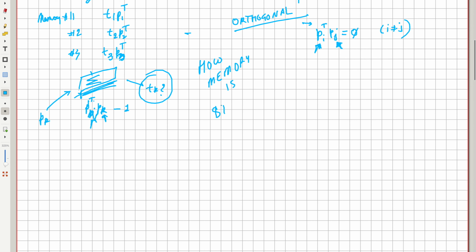And so that is the general insight about how memory is stored in the weight matrix. So that's the key idea that we need to remember before we get into the conceptual details and the algebra of how a linear associator works.